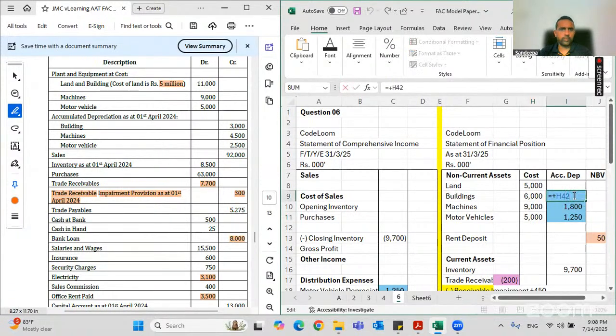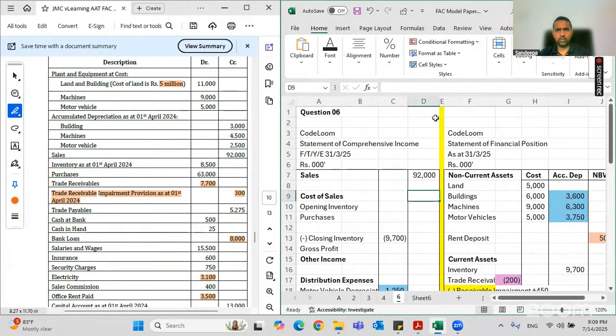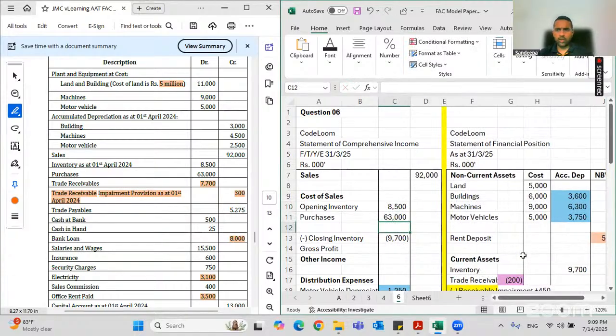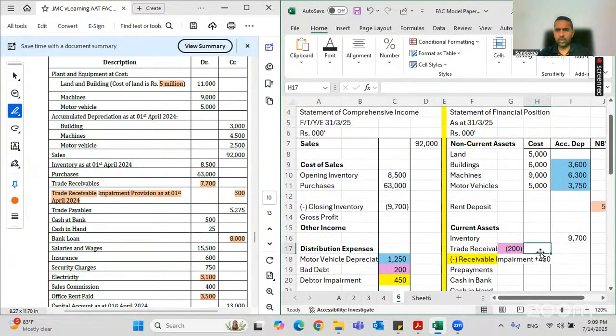Accumulated depreciation: building 3,000, machines 4,500, and motor vehicle 2,500. Sales 92,000. Opening inventory 8,500. Purchases 63,000. Trade receivables 7,700 minus 200 is 7,500. Trade receivable provision 300 plus 450 is 750. Minus 750 here.